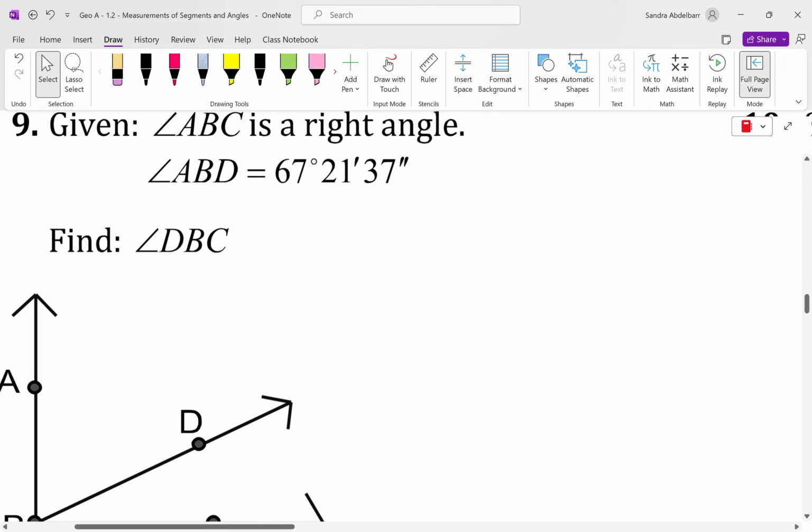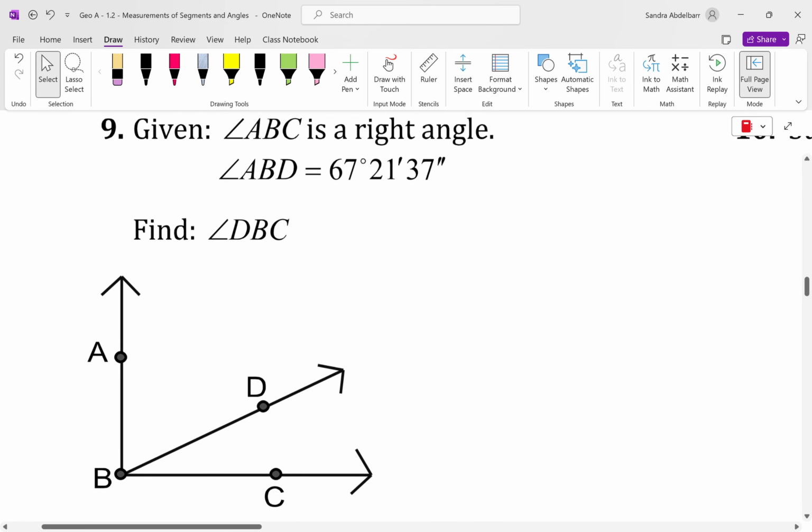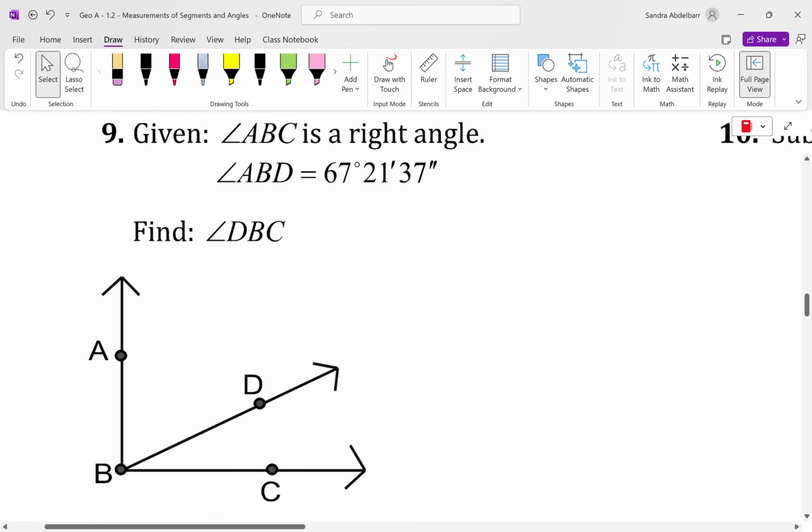All right, let's do some problems with this stuff now. For number 9, it says angle ABC is a right angle, and angle ABD is represented by 67 degrees, 21 minutes, and 37 seconds. I cannot stress this enough. The most important thing you can do in geometry is label your diagram with the given information. We're going to get to the point where if you don't label it properly, you won't be able to solve the problems. So let's go ahead and label this.